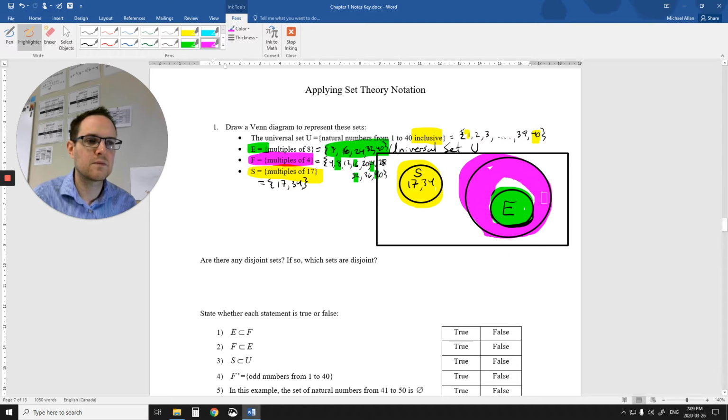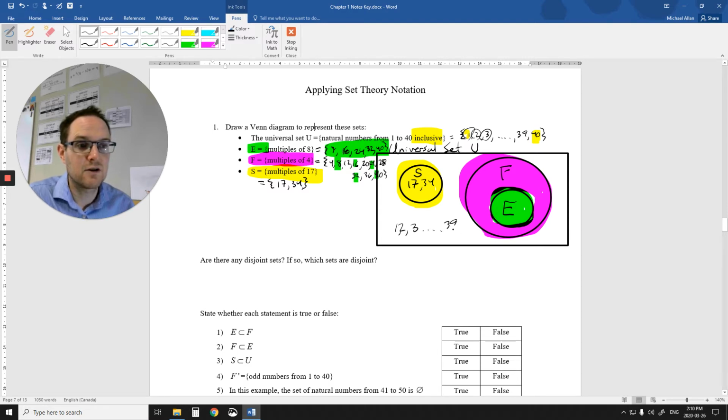I have a problem when I overlap my highlighting here. It gets a little bit dark. But that piece there, that is F. Now there's a bunch of other numbers that are outside of these boxes, like the number 1, the number 2, the number 3. There's a bunch of numbers here that don't belong in these other sets. So they're still within the universal set. They're still there, but they're not in any of these little circles that we drew. They might be in other circles if we make other circles to go with them.